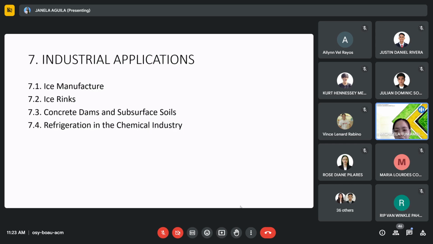Sa ice rink, refrigeration systems are crucial for maintaining the ice surface in ice skating rinks. So this system keeps the ice at a consistent temperature to ensure that the ice surface remains solid, smooth, and safe for participant ng skating activities.